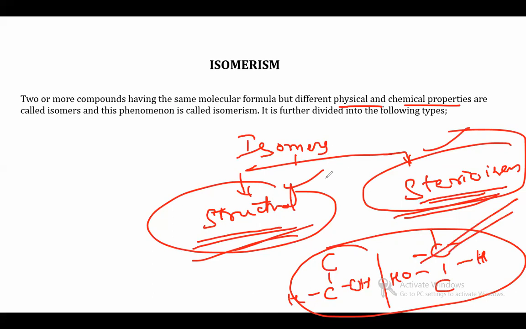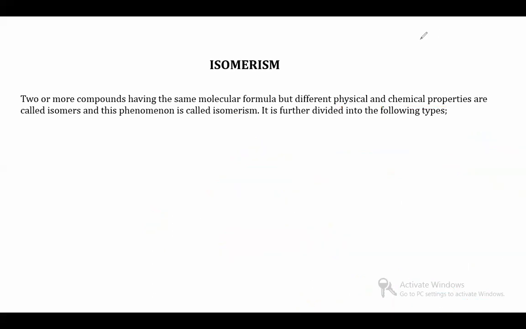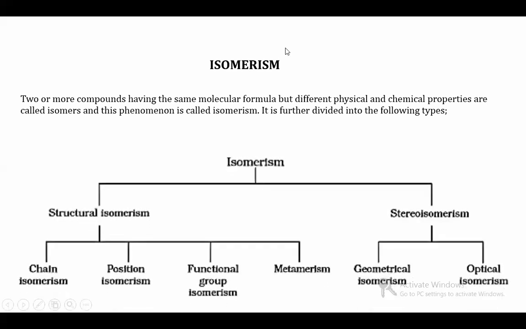In this session we'll discuss structural isomers, the part of isomerism. What are isomers? Compounds having the same molecular formula but different physical and chemical properties are called isomers. Clear? Next, what are the types of isomers? Isomers are divided into structural isomers and stereoisomers. Isomerism is a phenomenon, a process.